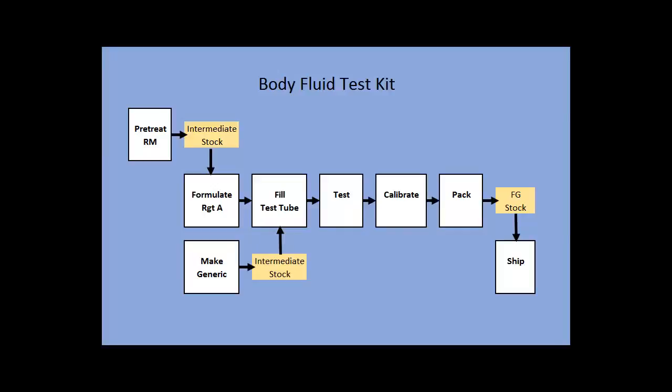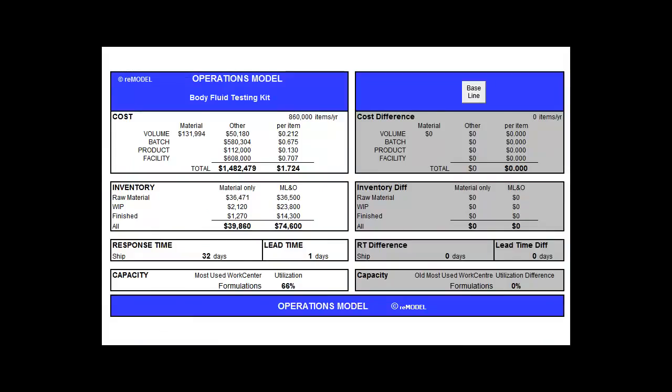There are actually 4 flows in here. There's pre-treating the raw material, which ends up in a stock. There's making a generic, which ends up in a stock. There's making the main formulation and packing, which ends up in a stock. And then there's the final shipment. The master output sheet for the operations model looks like this, as you remember.